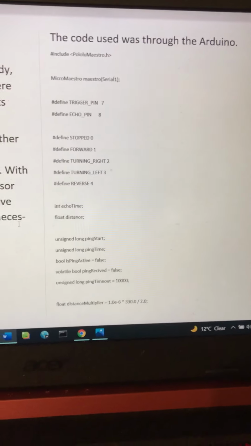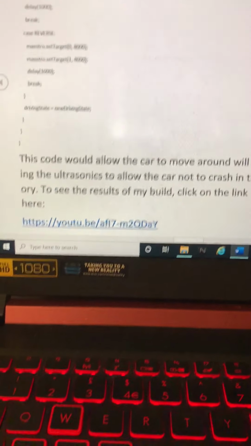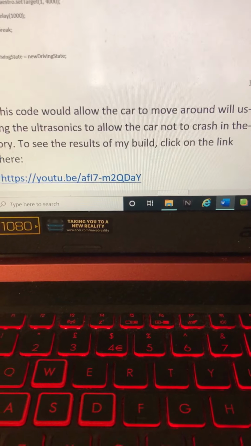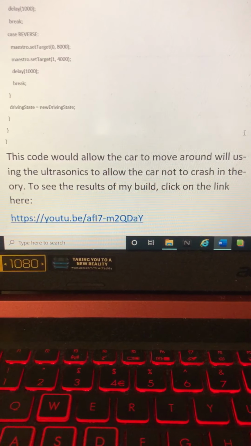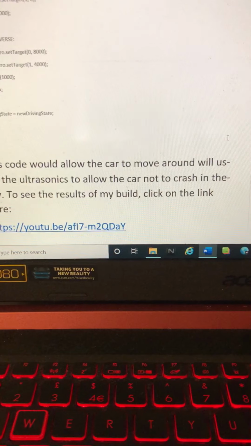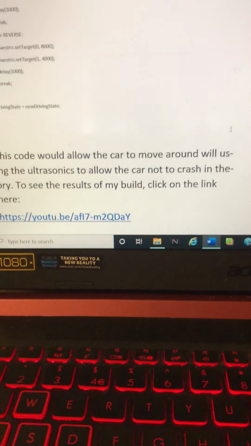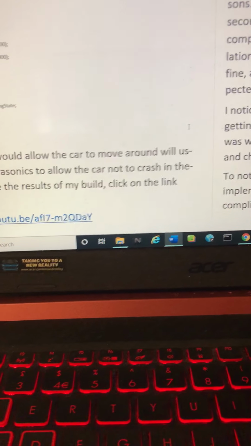So this is my code. If you want to see more of it, have a look at my report, which we're currently seeing. So this code would allow the car to move around using the ultrasonics. However, I do feel that it wouldn't be able to tell the difference between a wall and the target.